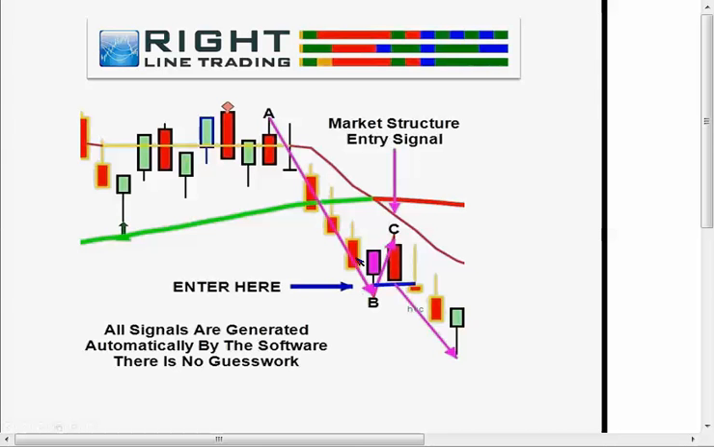And what we really like to do is capitalize on those traders who don't understand how counterproductive it is to counter trend trade.